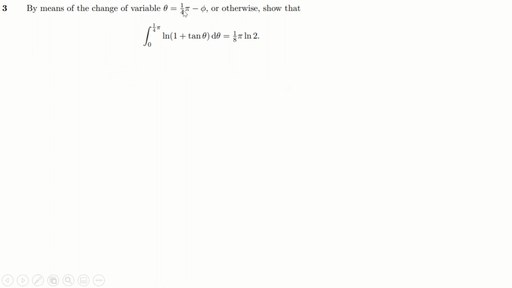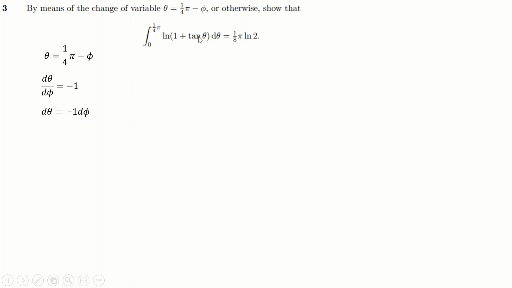So let's do it. Theta is a quarter pi minus phi. So there it is. d theta by d phi is minus 1. That differentiates to minus 1, obviously. So then times by d phi, and you get d theta is minus 1 d phi. So I'm ready to substitute that d theta in with this.